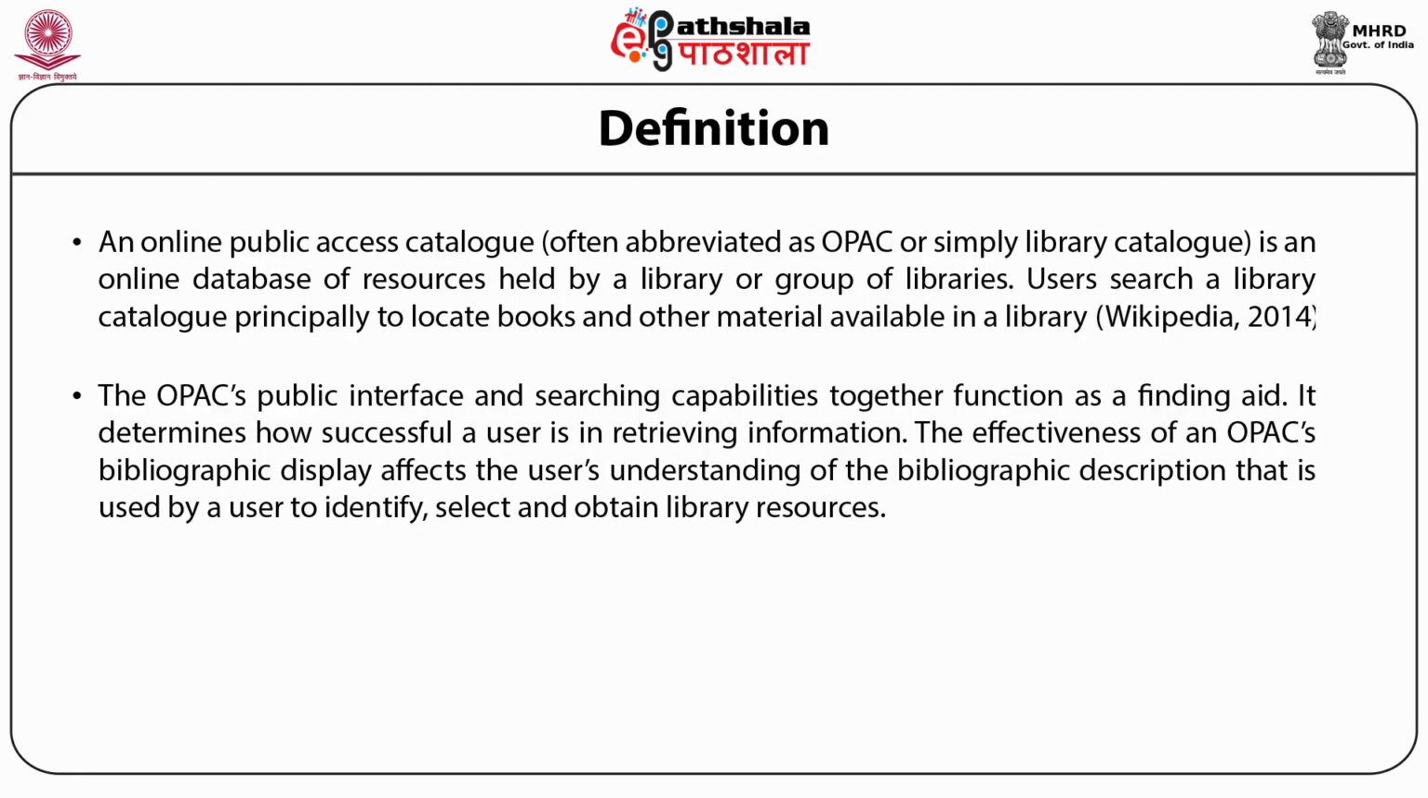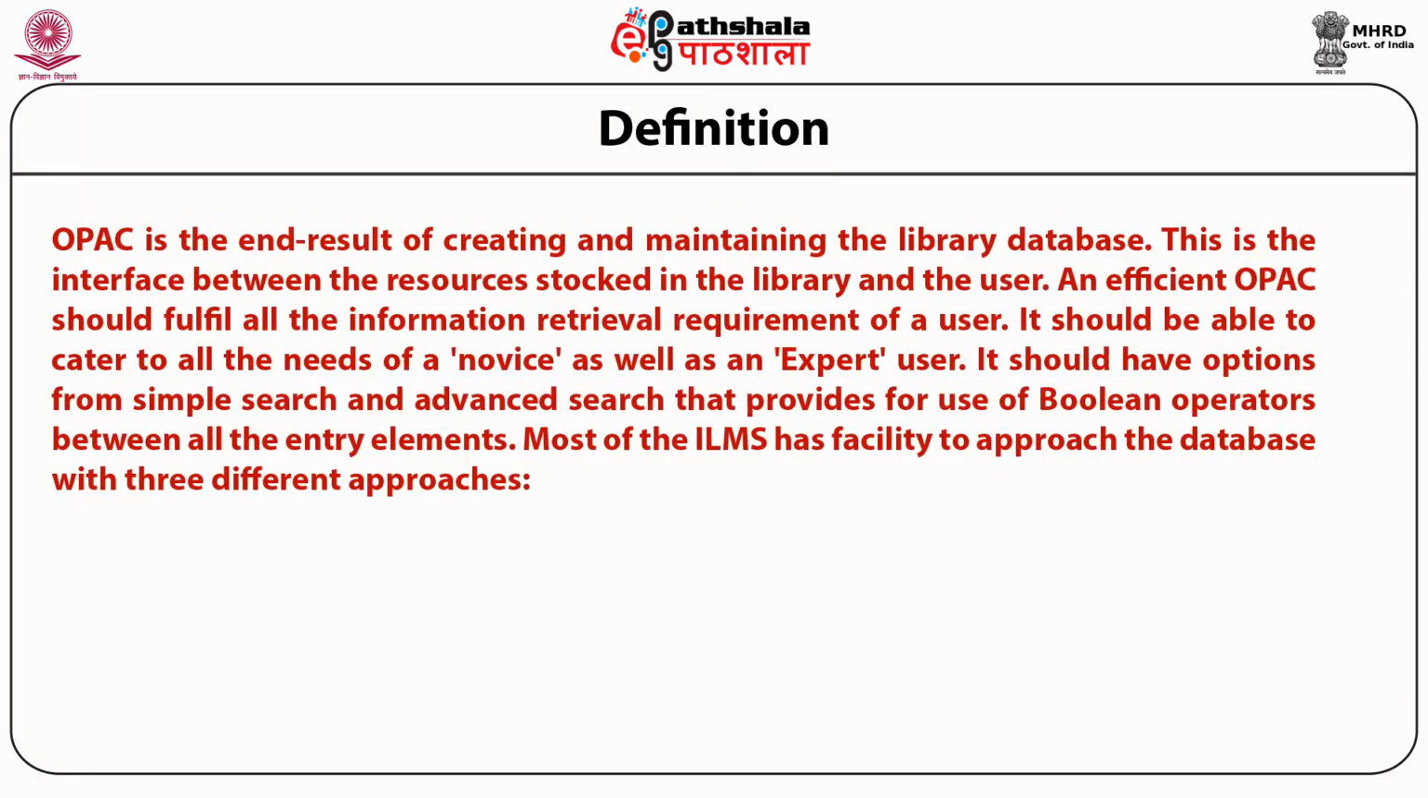The effectiveness of an OPAC's bibliographic display affects the user's understanding of the bibliographic description that is used by a user to identify, select, and obtain the library's resources. OPAC is the end result of creating and maintaining the library database. This is the interface between the resources stocked in the library and the user. An efficient OPAC should fulfill all the information retrieval requirements of any user. It should be able to cater to all the needs of a novice as well as an expert user.